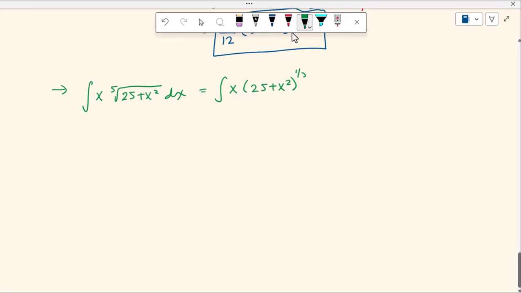So the fifth root would be 1/5, dx. So let's go ahead and get started with our substitution. Again, we're going to try our base here. So u is 25 plus x squared. du is 2x dx. Okay, I have the x, I need the 2, so I multiply by 2 on the inside, compensate with the 1/2 on the outside, and I have 1/2 integral. Now all of this, 25 plus x squared, is my u to the 1/5, and then the 2x dx is my du.